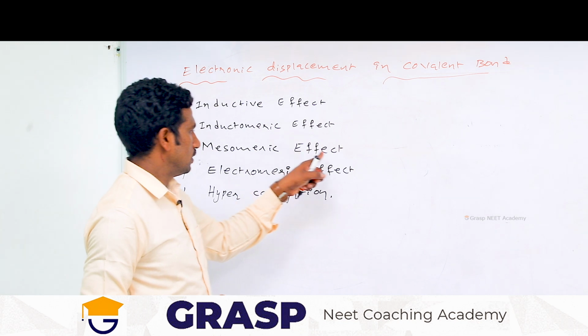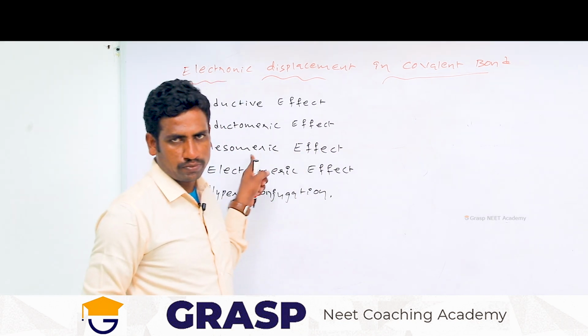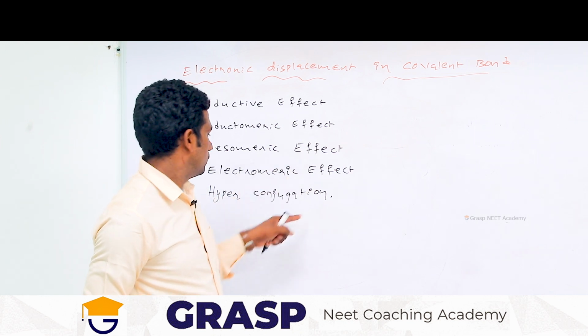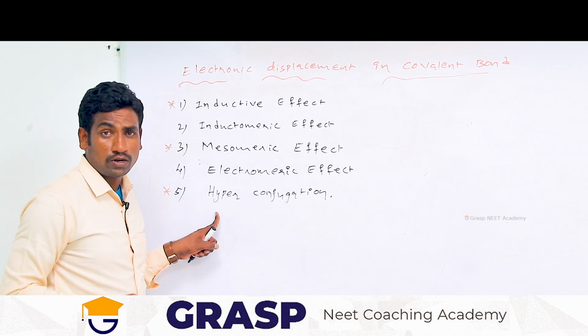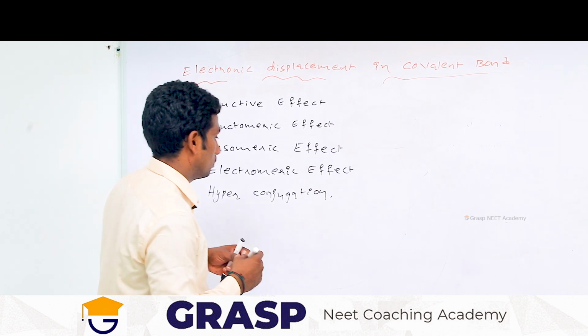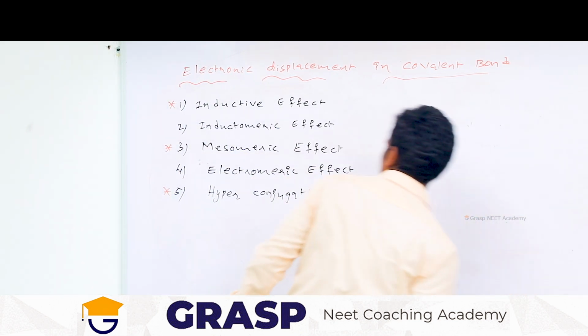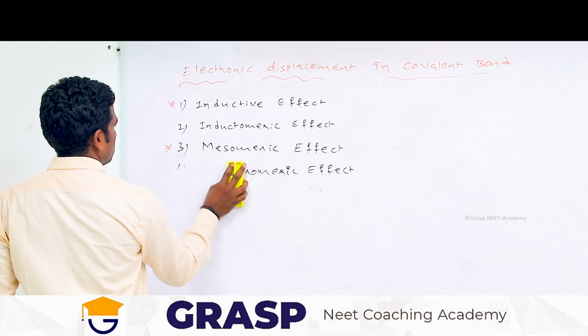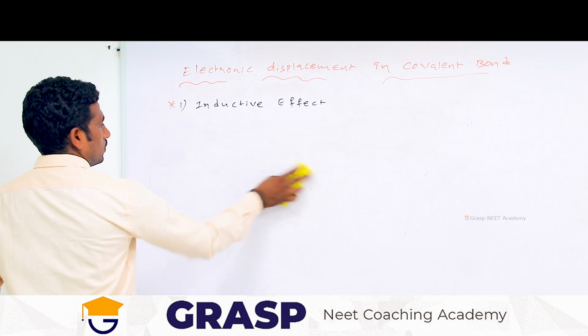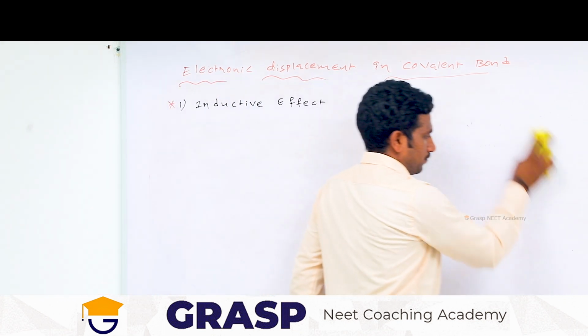You can call the mesomeric effect the resonance effect also. Here hyperconjugation you can also call the no bond effect. Baker-Nathan effect also, it has a name. So these are the subtopics in this one. The first subtopic I am going to take is the inductomeric effect. What is the inductomeric effect?